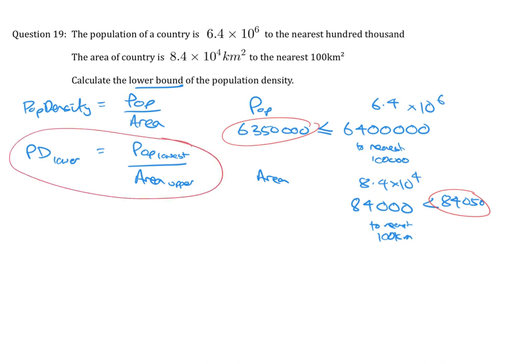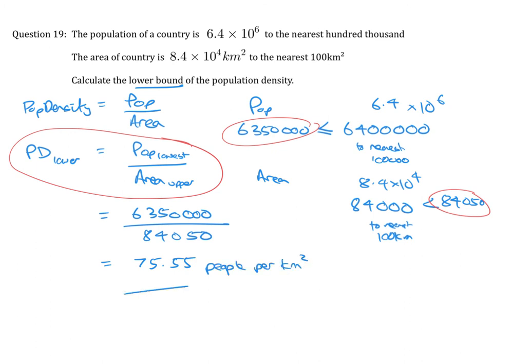So my population density lower, I want the lowest population, which is 6,350,000, divided by my area, which is my upper area, which is 84,050. And when I put that into the calculator, I should get 75.55. And the units we can put on this will be people per kilometre squared.